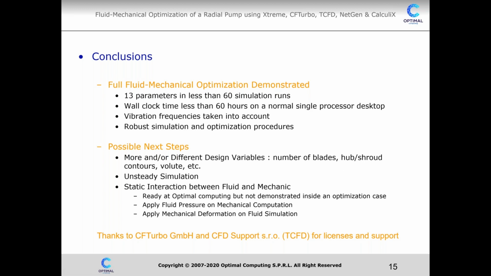It could be possible to do better by including the number of blades in this study, optimizing the hub and the shroud contours, or even the volutes, performing unsteady simulation with the condition of probably having more computers to do that, and then also including the interaction between the fluid and the solid to calculate the static deformation, for example, of the wheel. Okay, so that's what I wanted to show you today.